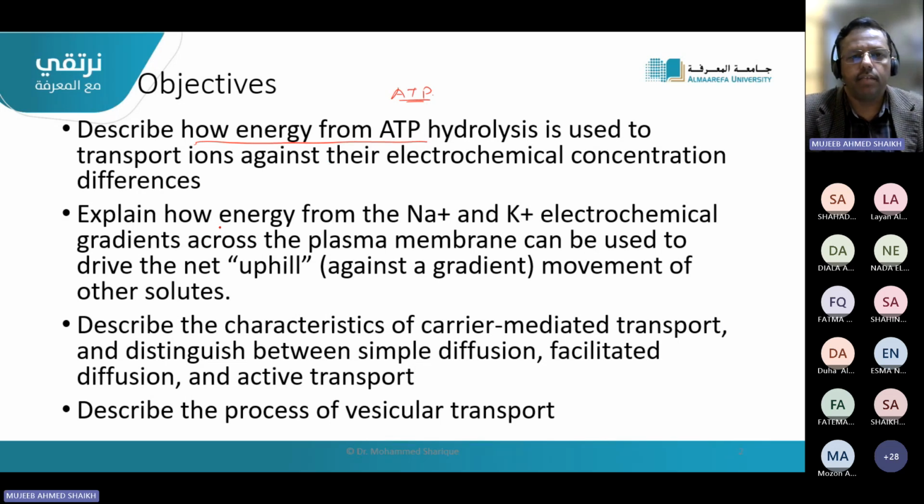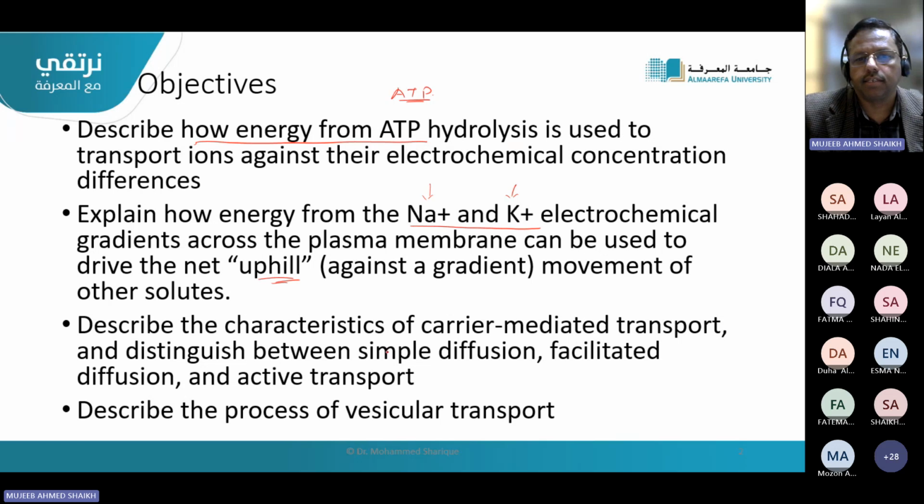Then the second point is how energy from the sodium potassium electrochemical gradient drives transport. Because of the movement, there will be a change in the concentration, an electrical change as well as a chemical change. We call it an electrochemical change, and it will drive the net uphill movement of other solutes. Because of these two things, sodium and potassium movement will make the movement of other solutes or other ions also. Okay.